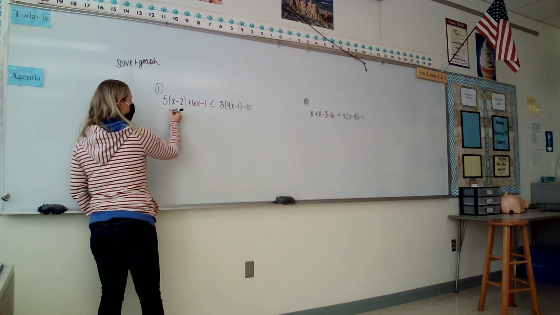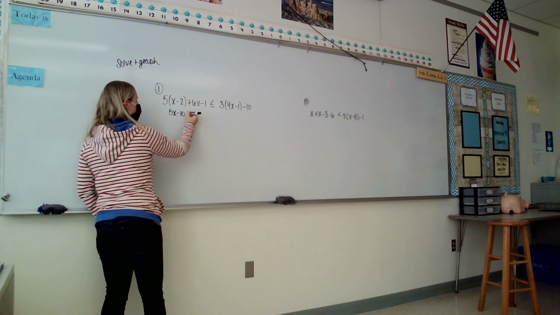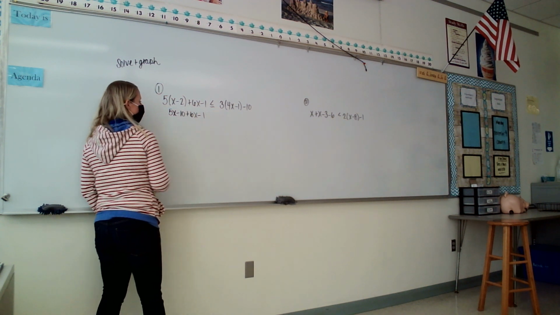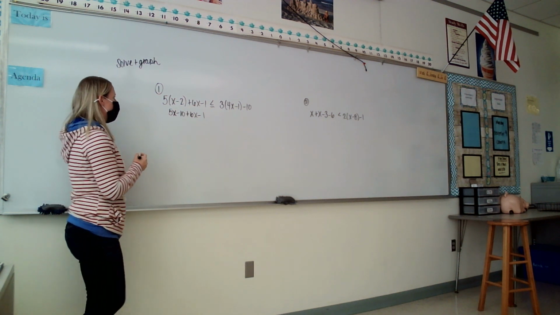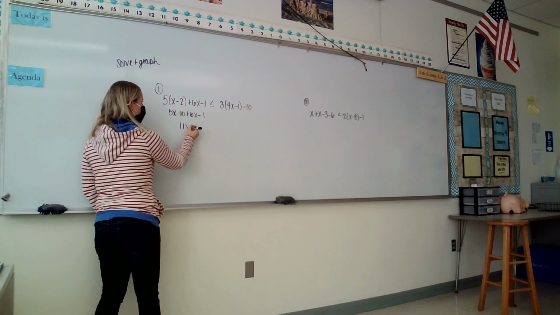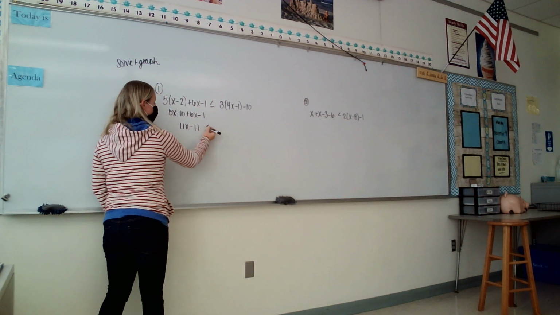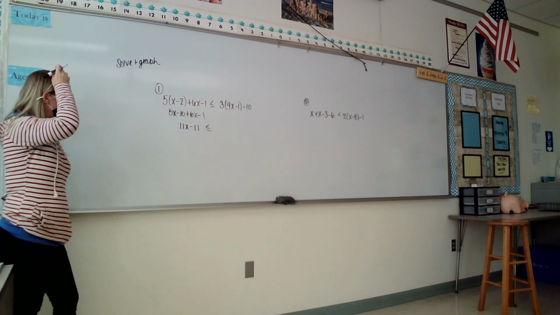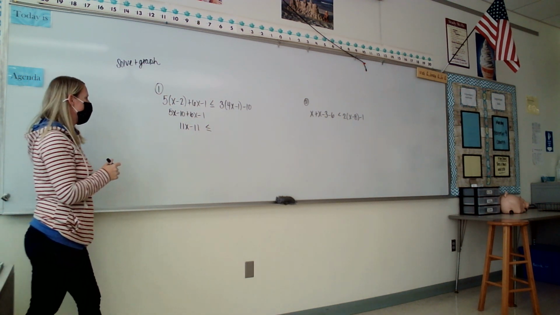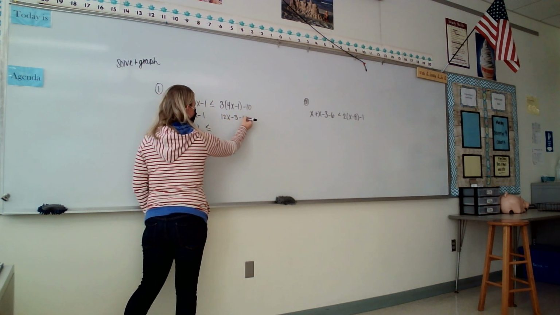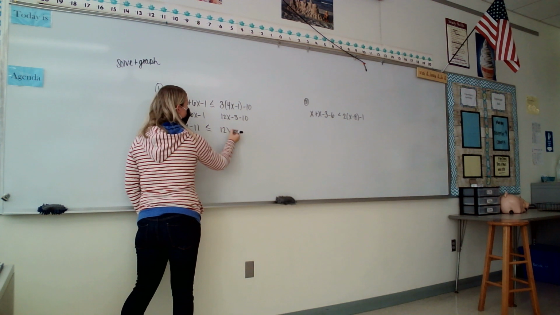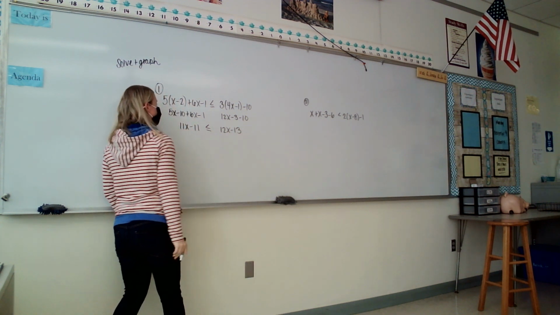So we would get 5x minus 10 plus 6x minus 1, and I'm just gonna continue to work with this side. That gives me 11x minus 11. And then on the right side, I'm doing the same deal here. So I got 12x minus 3 minus 10, which would be 12x minus 13.